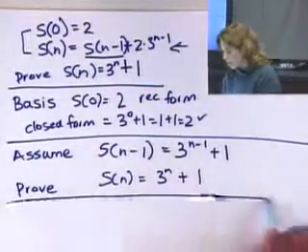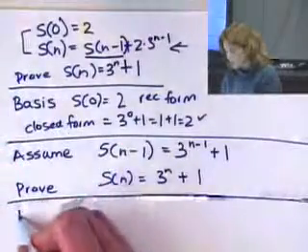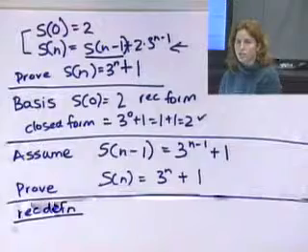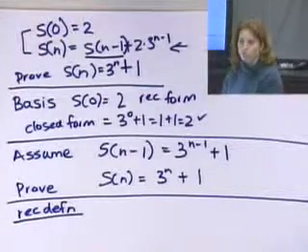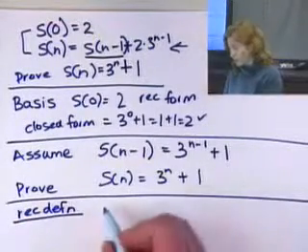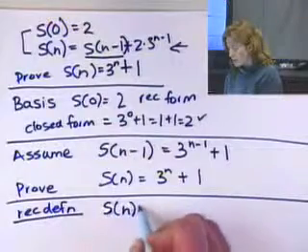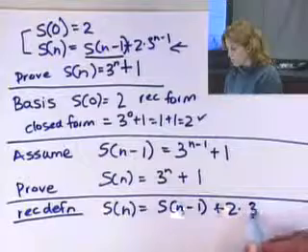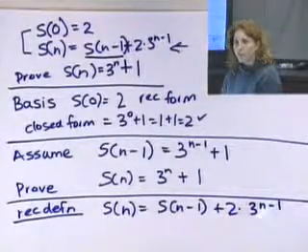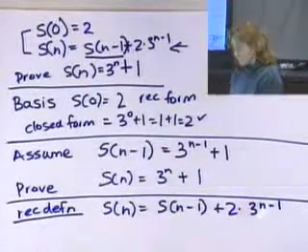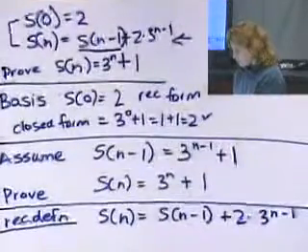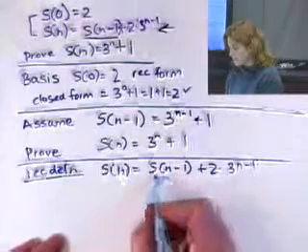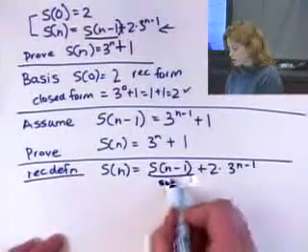Okay, so from here, we start with the recursive definition. And I know that I wrote down this whole procedure for doing recursive proofs. We start with writing our recursive definition, which was S of n equals S of n minus 1 plus 2 times 3 to the n minus 1. So I started with that. Then I plug in from the assumed statement, I do a substitution.